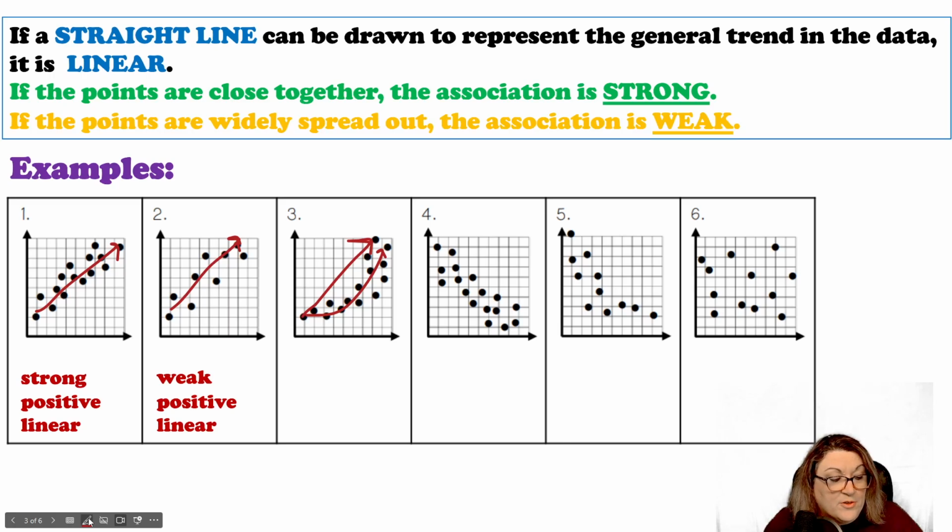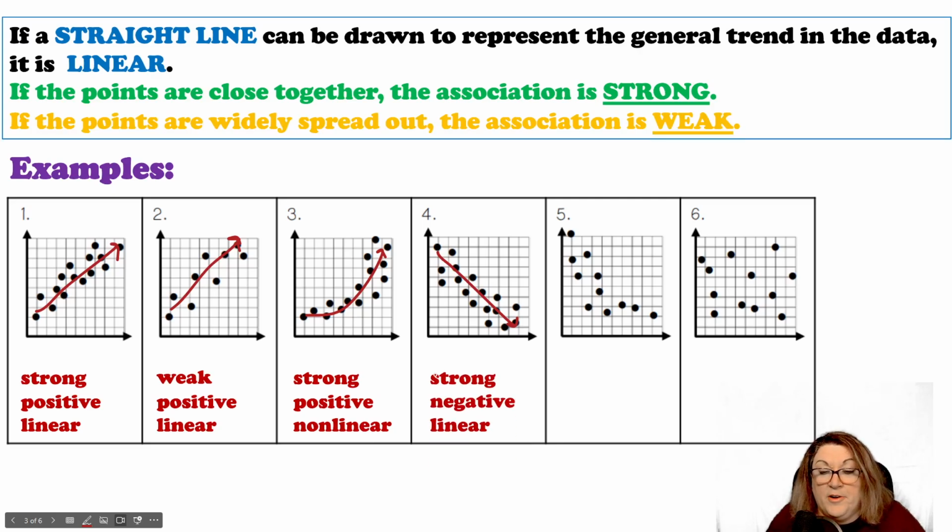Let me erase my first line so you can see the graph better. I would say this one's strong, but it's not linear, and it's definitely a positive association. Now this one is going from left to right down. The data points look very close together in my opinion, and you can draw a straight line that represents the trend in the data. That would be a strong negative, and it's linear.